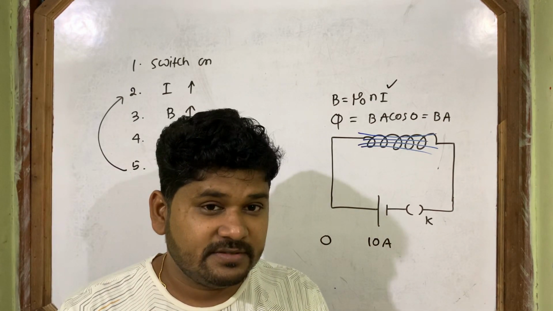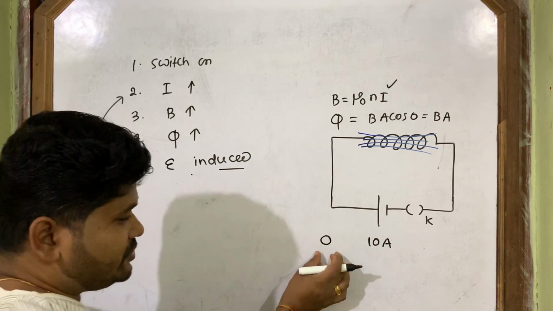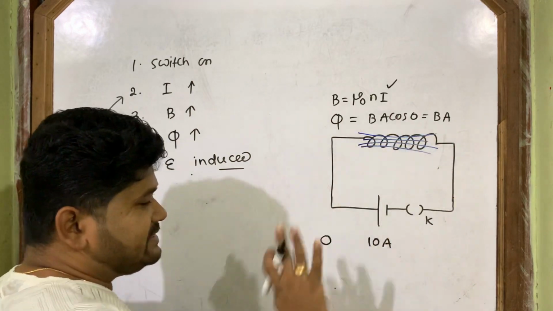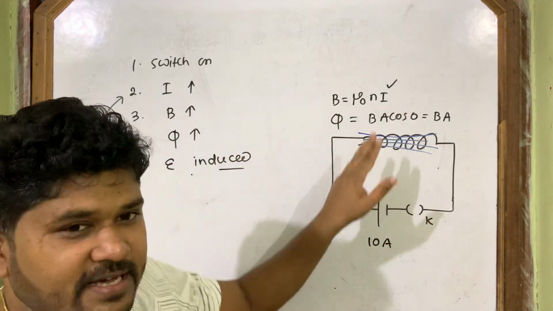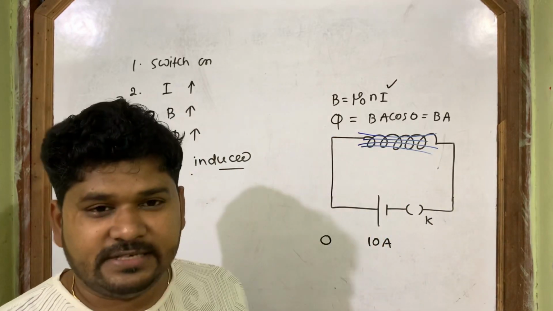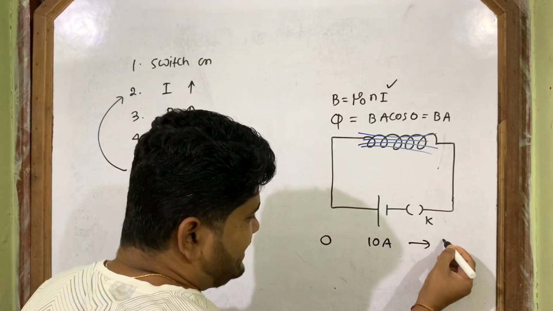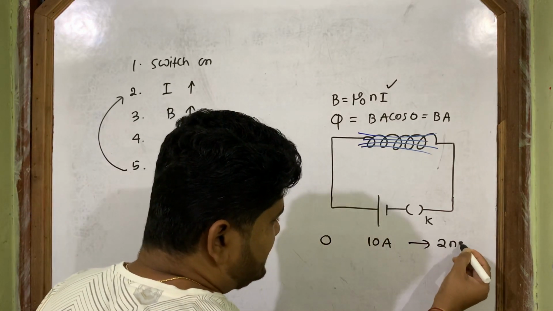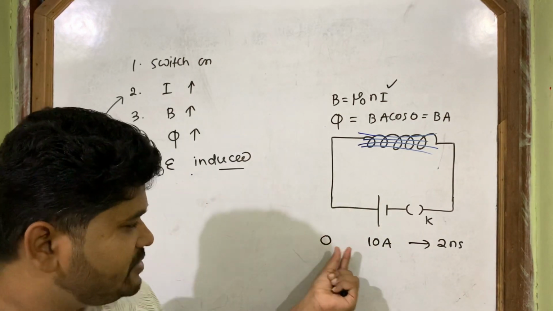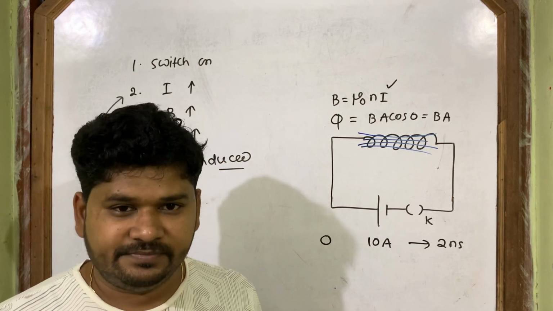I am again explaining clearly. Suppose this current will increase from 0 to 10 ampere. Suppose no coil is there. If no coil is there, a simple resistor or simple conductor is here. If no coil, the current initially takes, suppose, 2 nanosecond to increase from 0 to its maximum value. After that it remains constant.